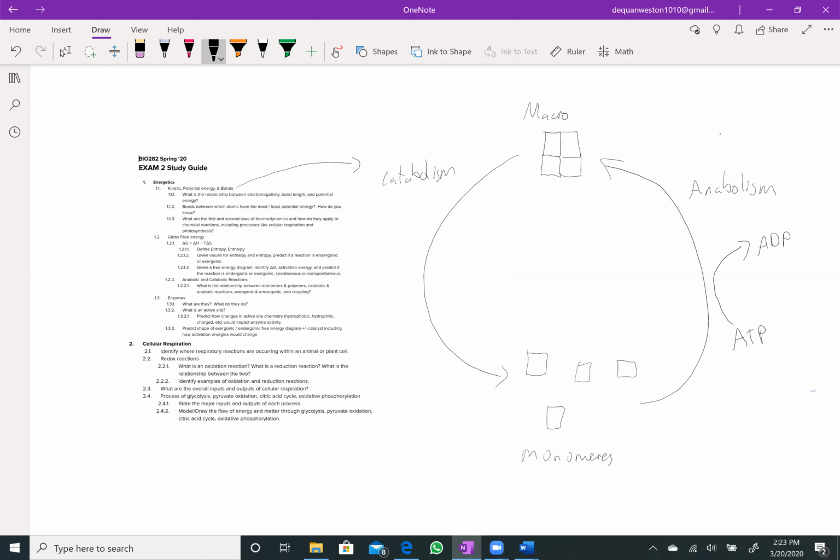So where does he get it all from? He eats food. He eats macromolecules. When he eats these macromolecules and they go into his system, they're going to go through a bunch of catabolic reactions, and they're going to get broken down into monomers. So when he eats all this food, he's going to produce ATP.